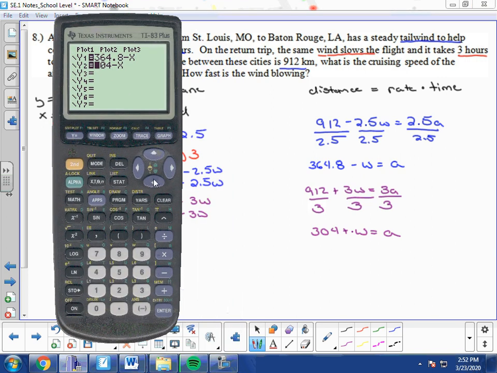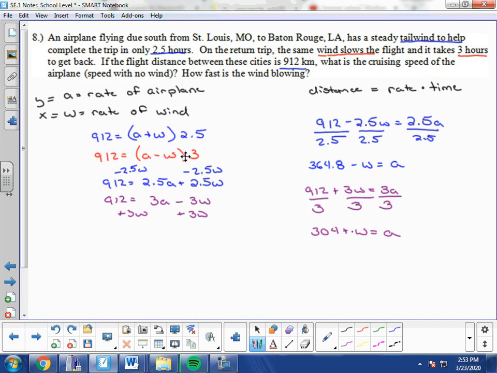So let's make this 304 plus X. And there we should have the correct graph. Sorry for that mistake. If I knew how to edit it out, I would, but we're going to have to roll with just going back and fixing it. So be careful when you distribute what your signs are. This should have been a negative 3W, making this plus W.